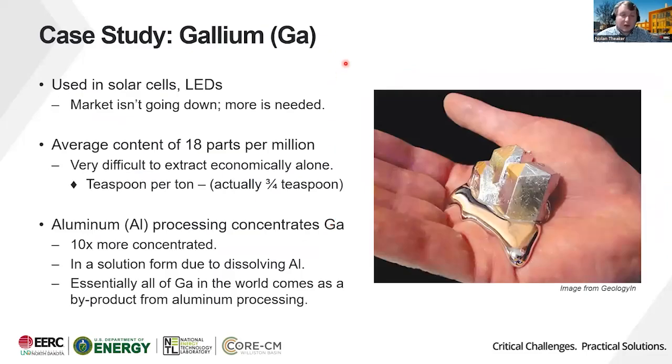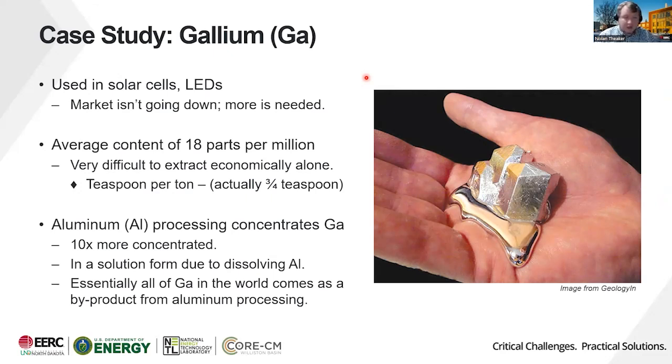Now, going into more detail, the case study I want to give you guys is gallium. Gallium is a metal that melts in your hand. No, it's not mercury, but it melts in your hand at skin temperature. And it's used in solar cells, LEDs, lasers, and a lot of really high-end computer and energy applications. And the market's not going to go down on those. Those are going to increase in market.